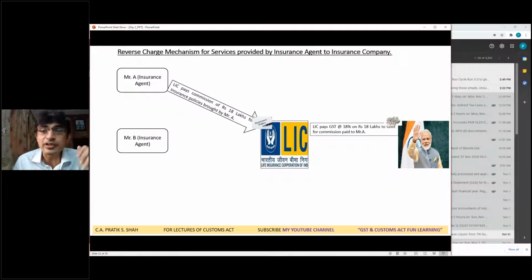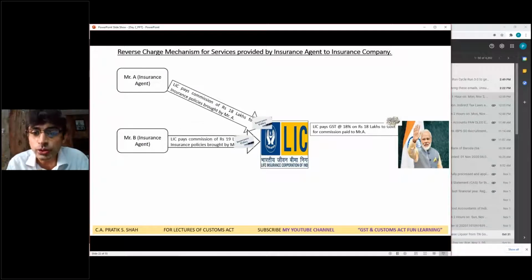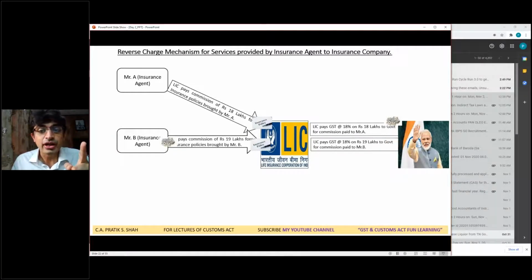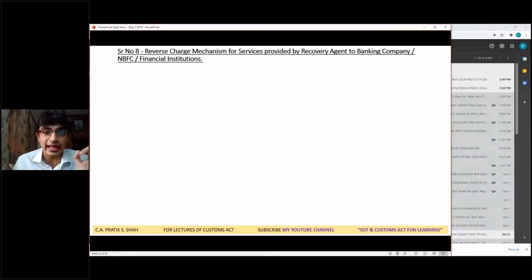Similarly, suppose there is Mr. B, he also brought policies of 5 crores. For that, LIC paid commission of 19 lakh rupees. On this 19 lakh rupees, LIC shall pay GST under reverse charge mechanism to the government. So the service receiver, the goods receiver, will pay GST under reverse charge mechanism. Clear? So this is the first point of reverse charge mechanism.